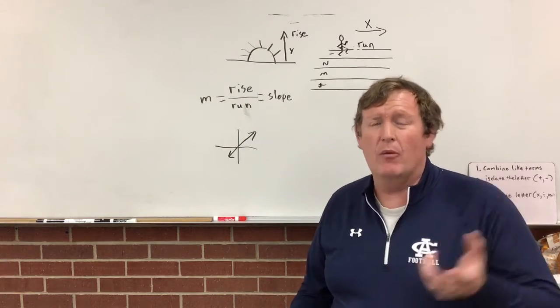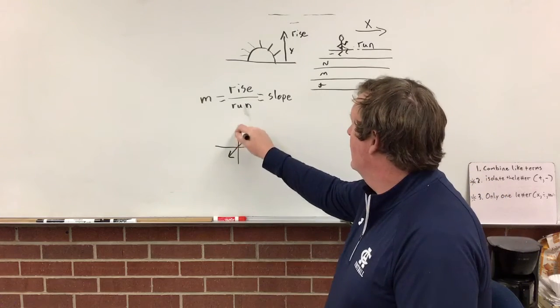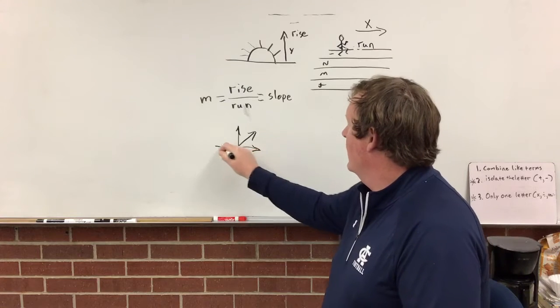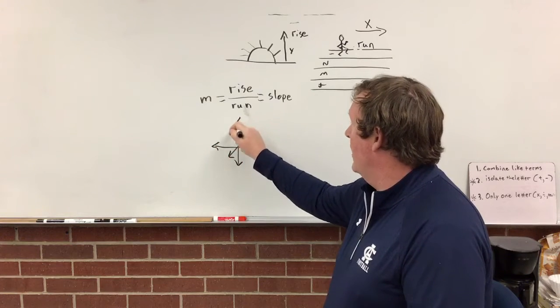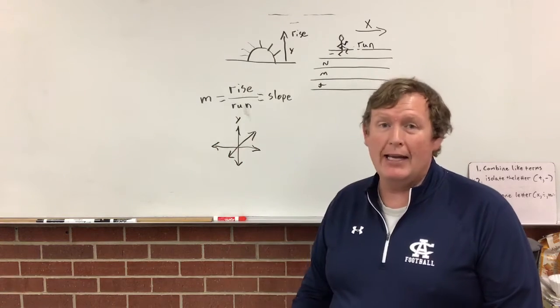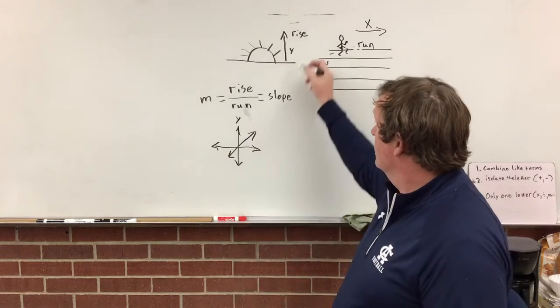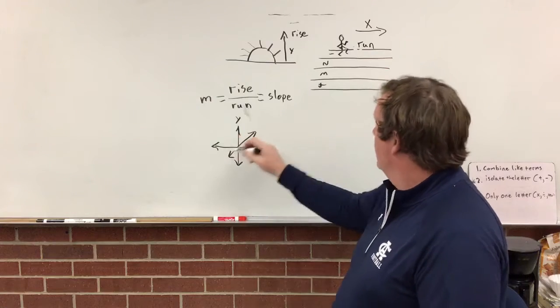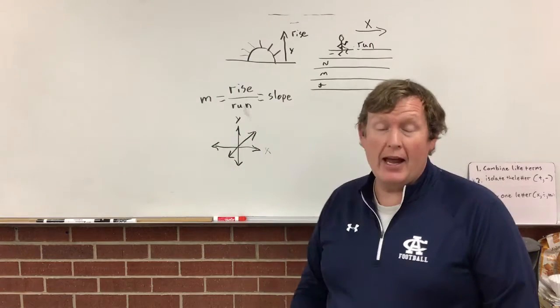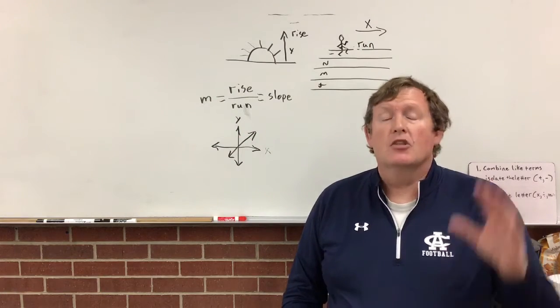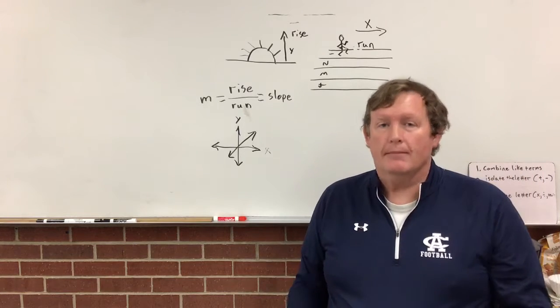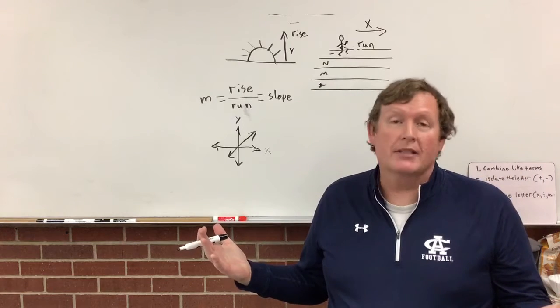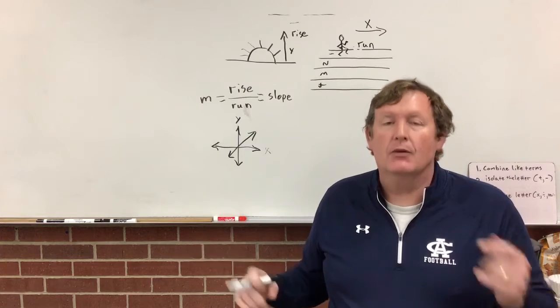Well, we know that when we do our coordinate pairs and we have our axis lines, the up and down line is the y, that's the rise. The rise is your y, and then the run, the across line, is your x. So we have rise and then we have a run. So Mr. Lindblad, what does that mean? Why do we need to do that?